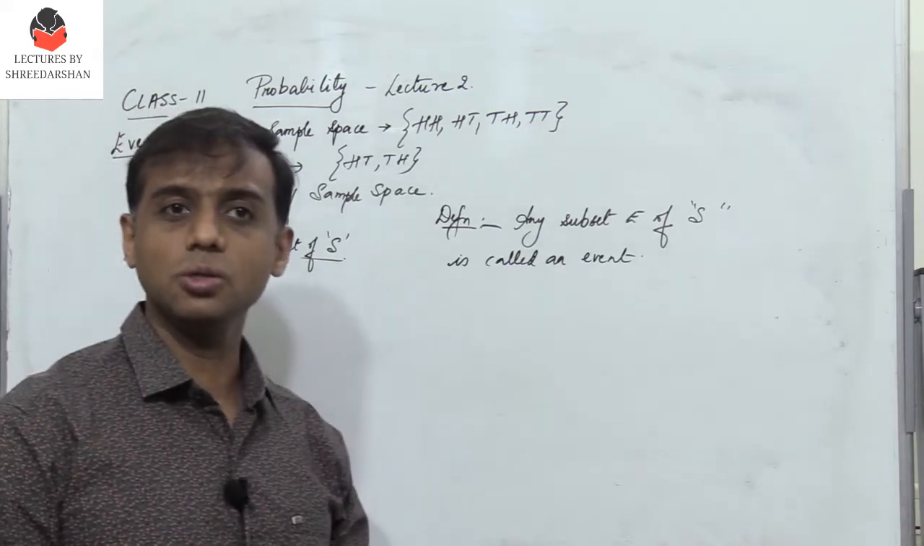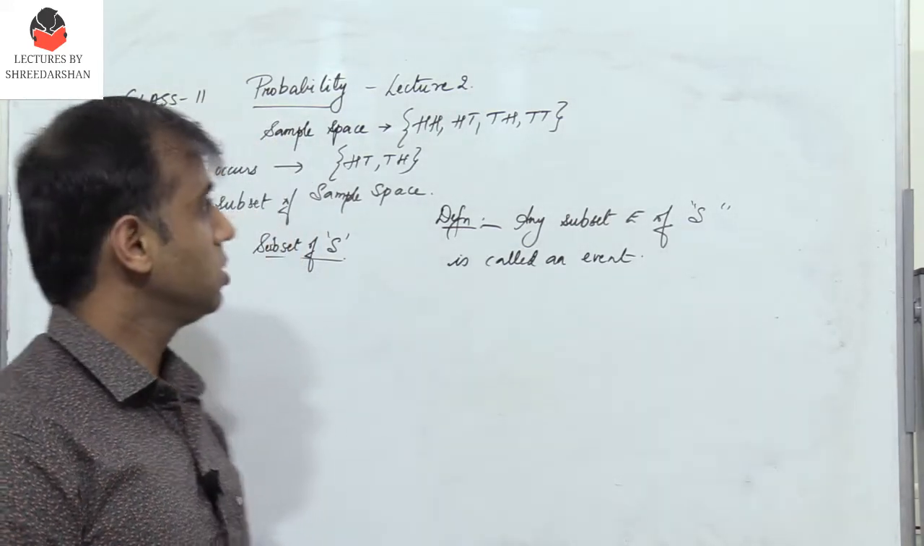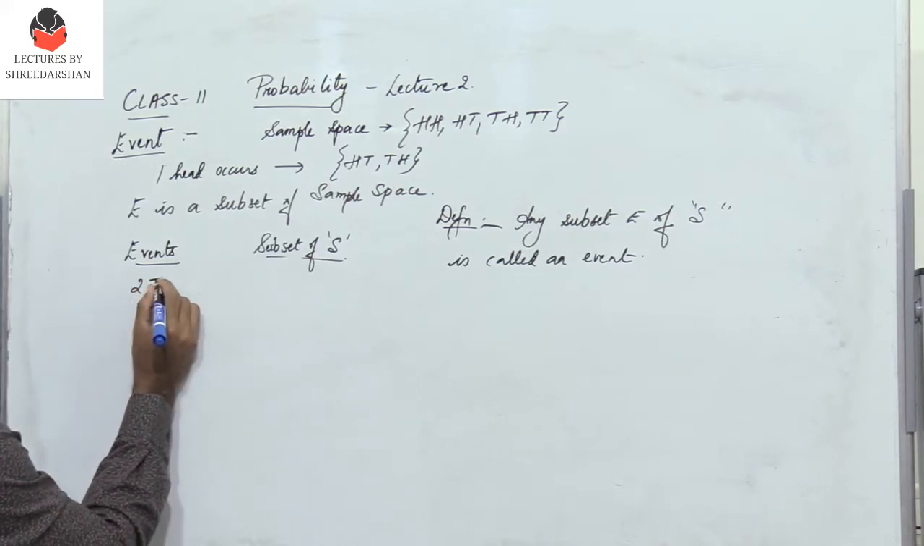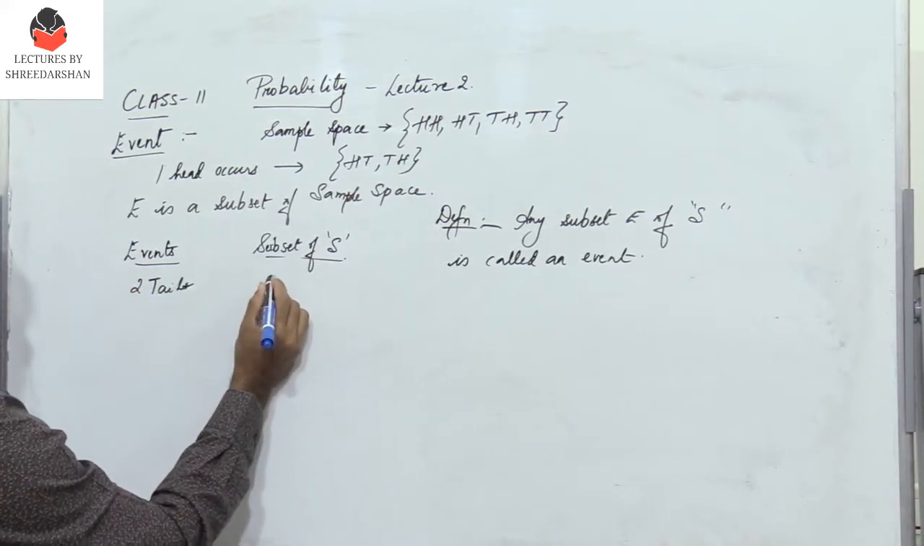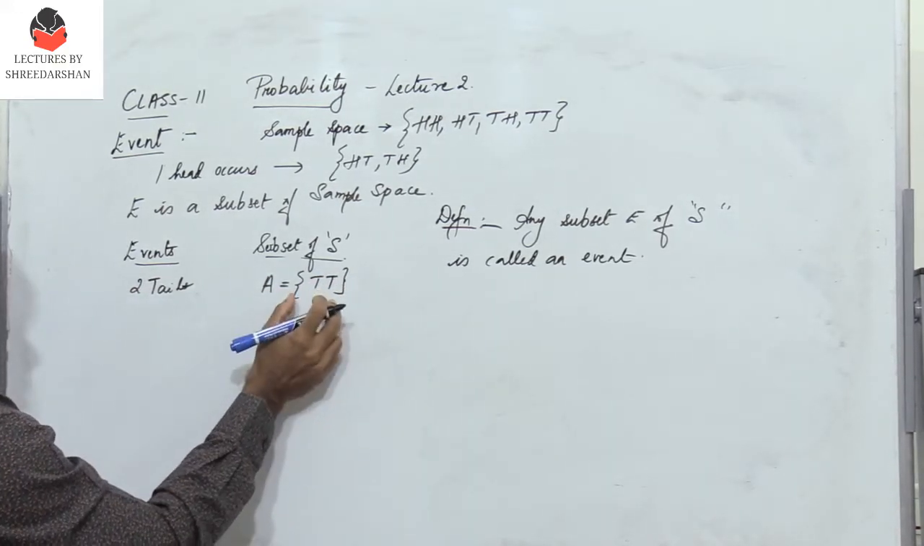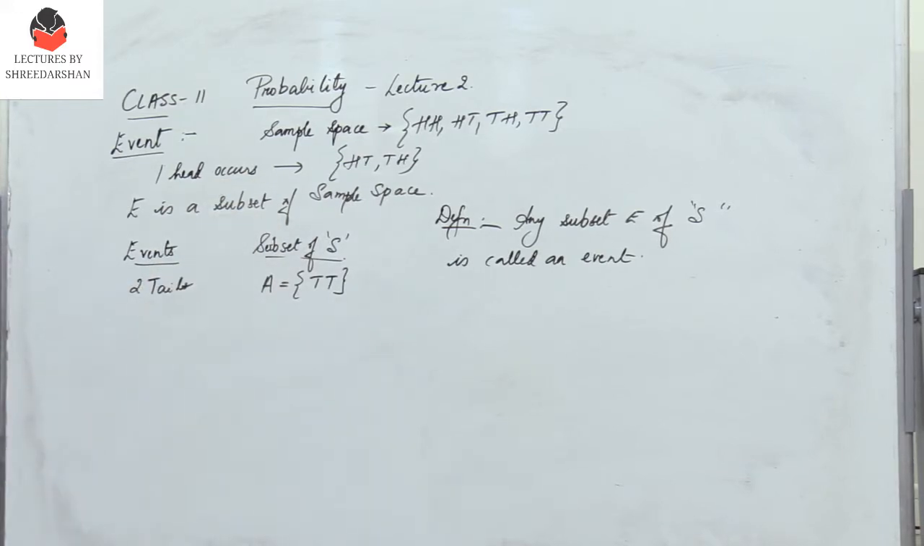The experiment is tossing a coin twice. So this is going to be the sample space. So what are the events? Getting two tails. Let me define it as event A. Getting two tails is TT. So this definitely is a subset of the sample space S.